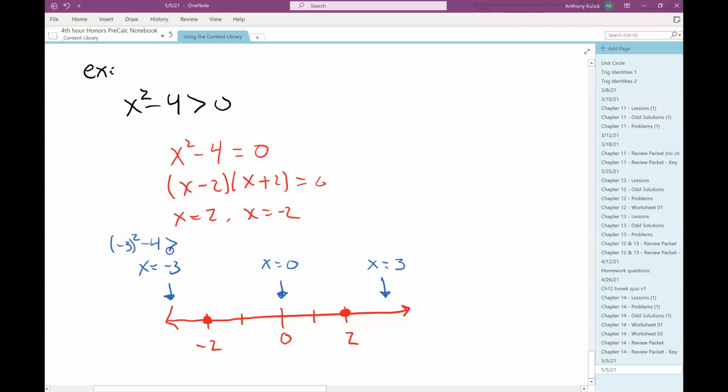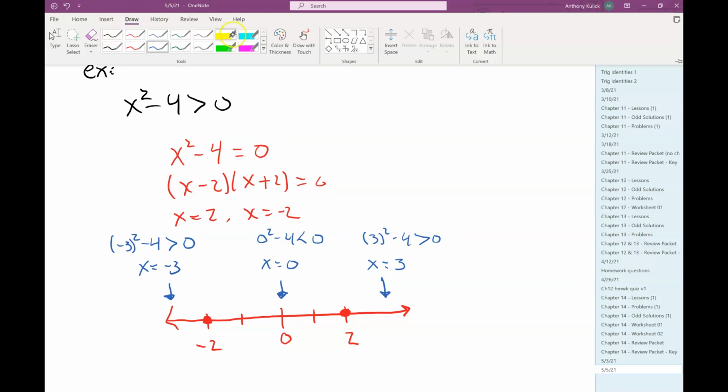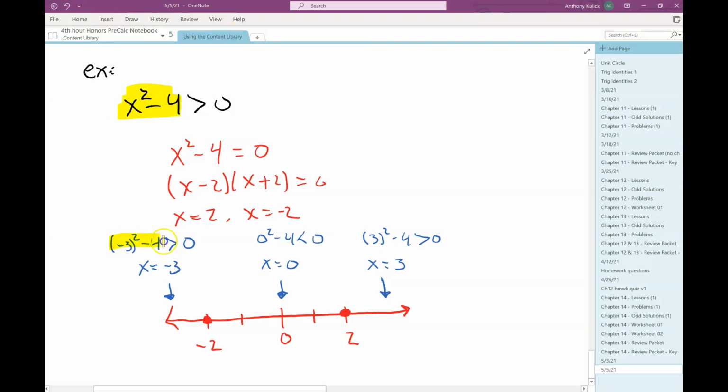So negative 3 squared minus 4 is greater than 0. 0 squared minus 4 is less than 0. And then 3 squared minus 4 is greater than 0. Notice what I'm checking with is the piece of the inequality that's either greater than 0 or less than 0, right? So the parts of the number line that I want are these parts where we're going to get a positive value. Everybody cool with that?